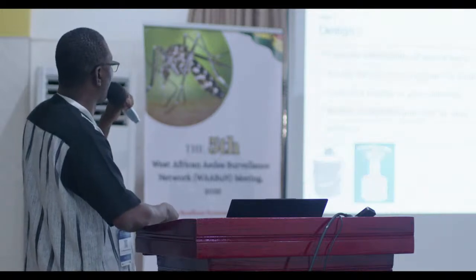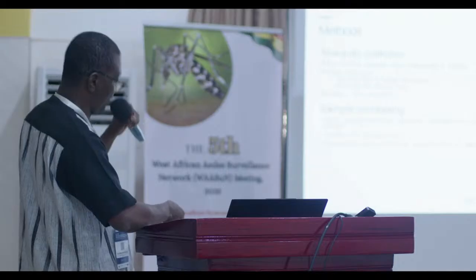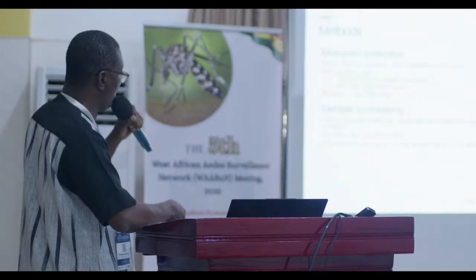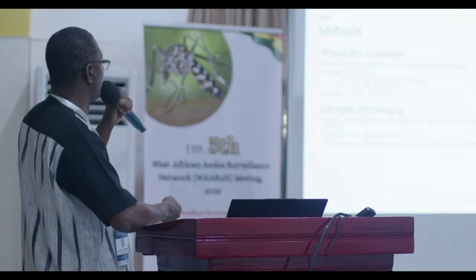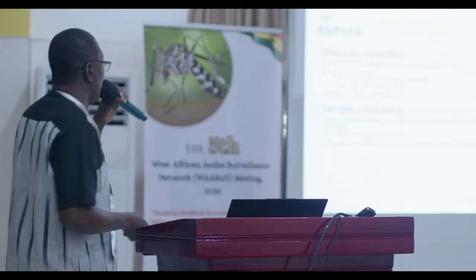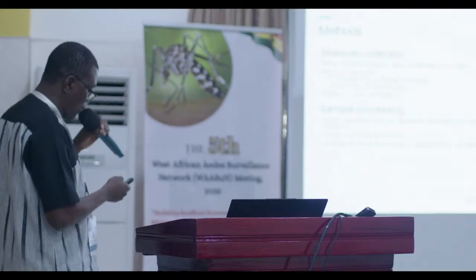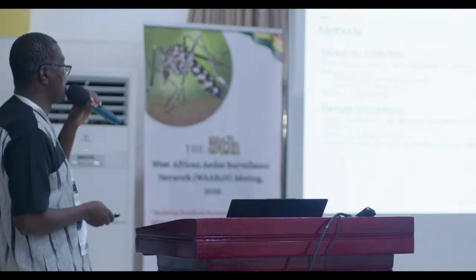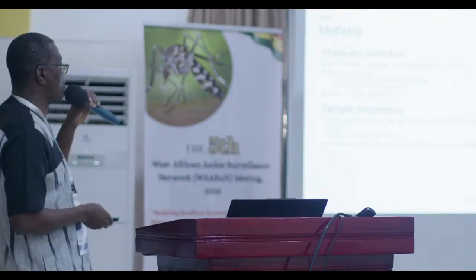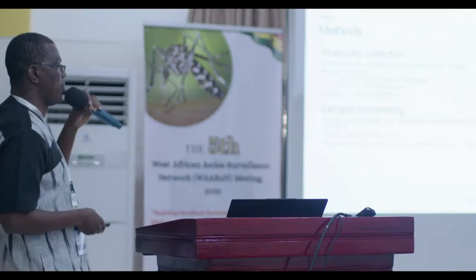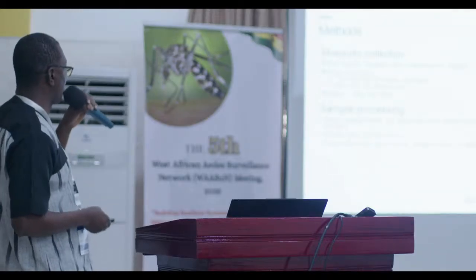We just modify a little bit of a BG trap by putting guinea pig and CO2. For the guinea pig, we put a live guinea pig. And also to produce CO2, we use yeast. We put yeast here and sugar to do a fermentation. We collect CO2 here, and CO2 is released in the trap. They can attract the mosquitoes.